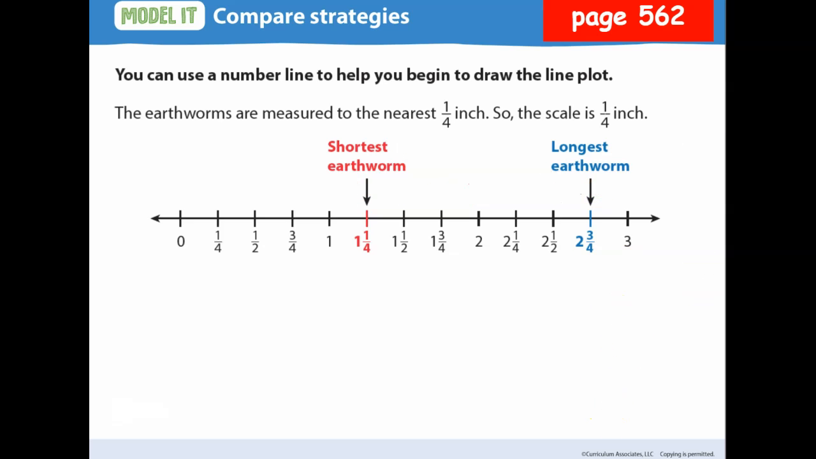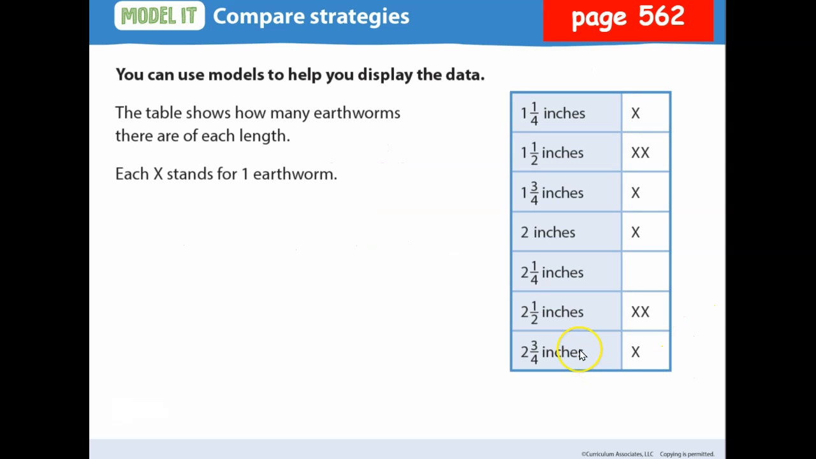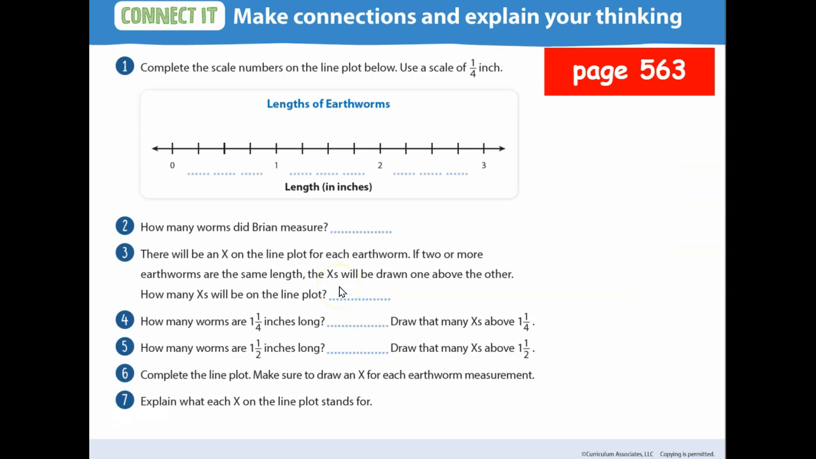Okay, another way to do it is just using a chart like this. Each X represents a worm, right? There's only one worm that's 1 1/4 inch. Two worms are 1.5 inch. Three worms are 1 3/4. There's only one worm that's 2 inches long. Two worms that are 2.5 inches long, and then one worm that is 2 3/4 long. So you could display it as a number line or as a chart.